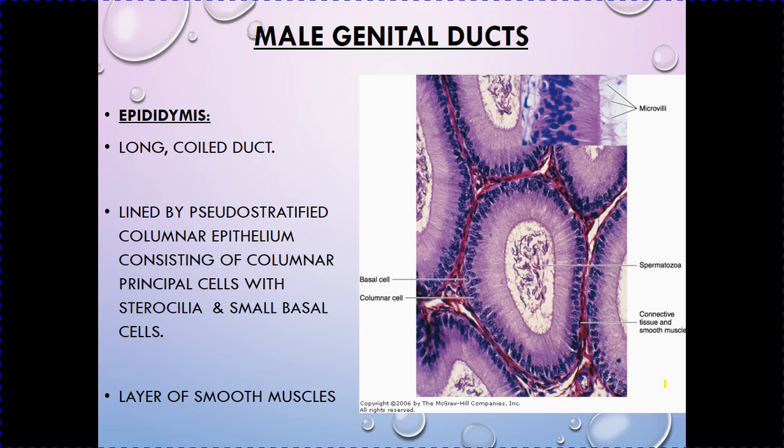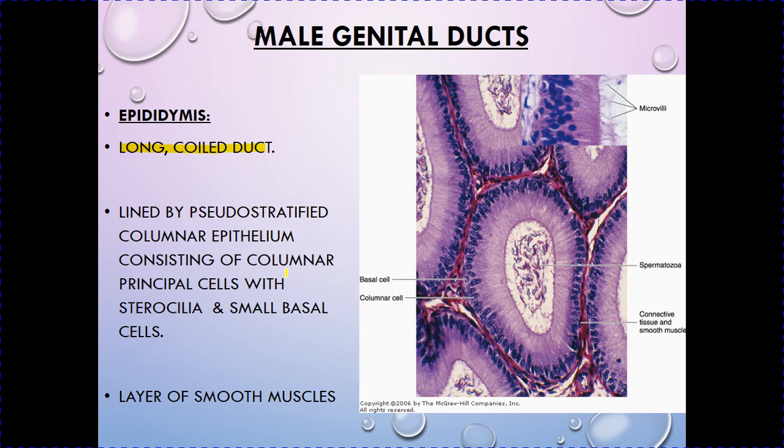The epididymis consists almost entirely of a single complexly convoluted duct called the ductus epididymis. The duct is so much coiled. It is very long, about 6 to 7 meters, but it is coiled. It is a long coiled duct.